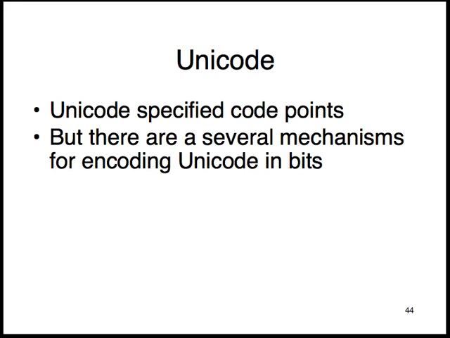Now in ASCII, going from 65 to 7 bits is trivial. And in 8-bit ASCII, going from 65 to 8 bits is trivial. But it turns out when you get up to a code point like 32,419, there may be other ways of doing it. Okay?